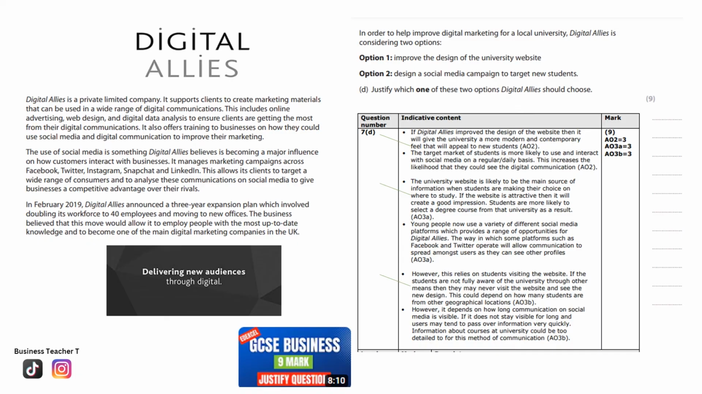Or option 2, design a social media campaign to target new students. Let's have a look at a possible answer for that. The target market of students is more likely to use and interact with social media on a regular daily basis. This increases the likelihood that they could see the digital communication. Young people now use a variety of different social media platforms, which provides a range of opportunities for Digital Allies. The way in which some platforms such as Facebook and Twitter operate will allow communication to spread amongst users as they can see other profiles.